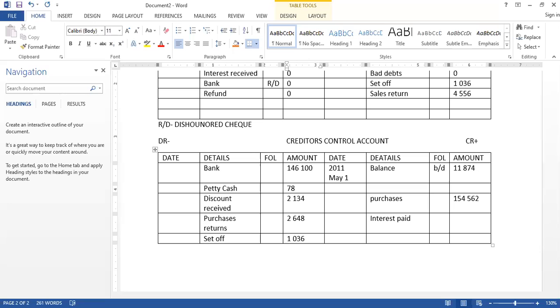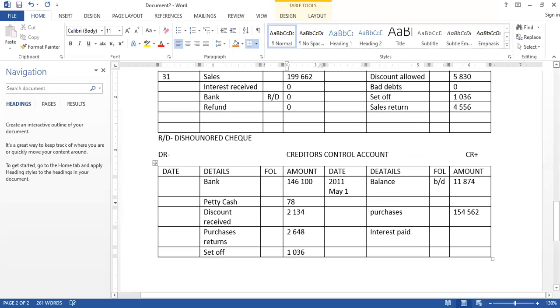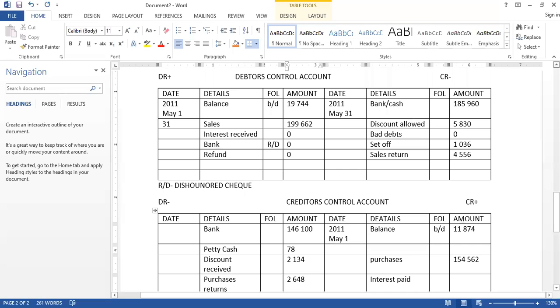Okay. Now from there, what we need to do is balance off our control account. So let's quickly balance off. Balancing off, we balance them off just like any other account. We add all sides together and then we subtract the smaller side from the bigger side. Obviously, looking at this, we can already tell that our debit side is the biggest.